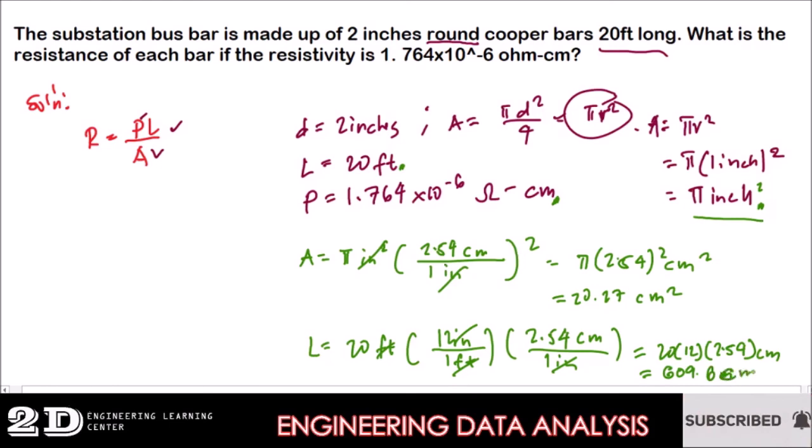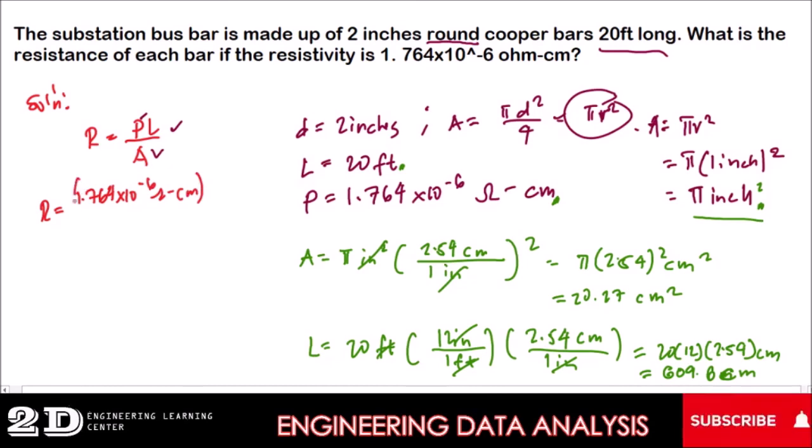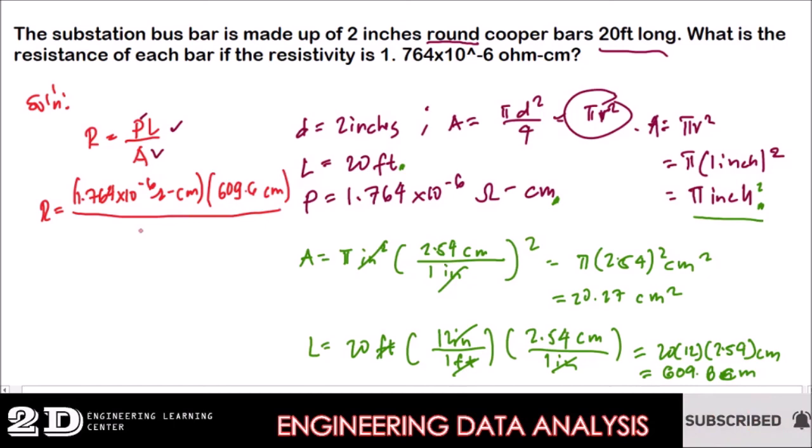Centimeter. Okay. So lahat na converted into centimeter, so we could now use our formula. So we have our R is equal to 1.764 times 10 to the power of negative 6 ohm centimeter. Our length is 609.6 centimeter. Tapos yung area natin is 20.27 centimeter squared. So cancel yung centimeter. So we're left with unit of ohms.